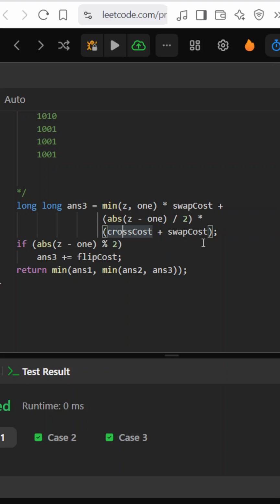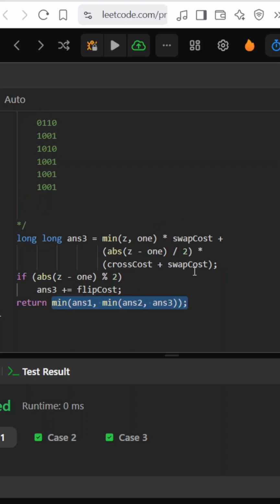Now there's one more case. Since we are doing it by 2, what if it was odd? Absolute value of Z minus 1 was odd. In that case, I need to handle it using the flip cost. If there is a leftover, then simply answer 3 plus the flip cost will give me the final answer 3. And finally, I will return the minimum of answer 1, answer 2 and answer 3 as my answer. So this was all for this question.